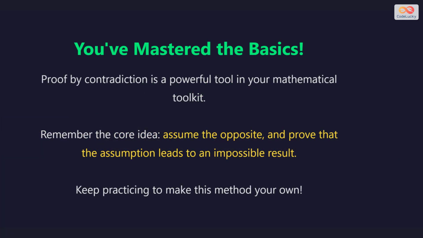And that is proof by contradiction. It's a powerful and elegant way to prove statements in mathematics. The key is to assume the opposite of what you want to prove, and then show that this assumption leads to a contradiction. With practice, you'll be able to spot opportunities to use this method to solve complex problems.